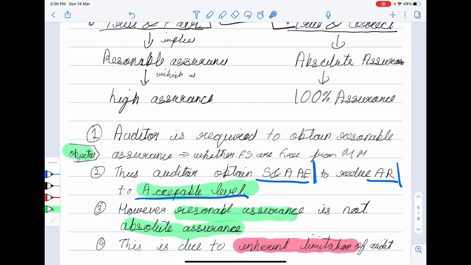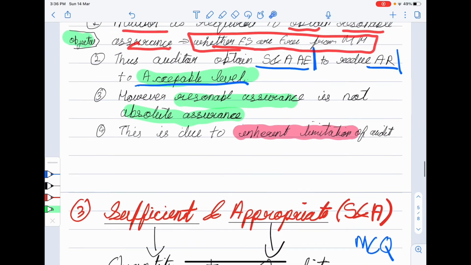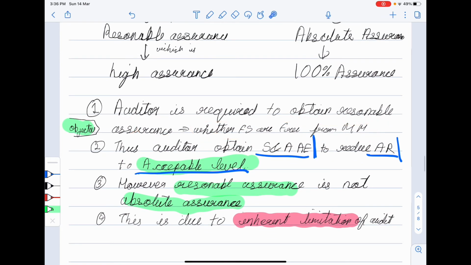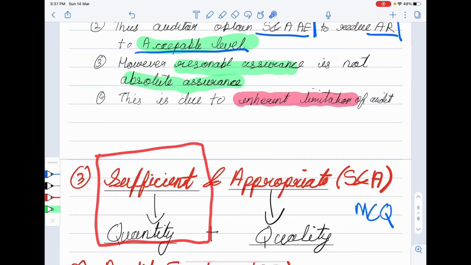Okay. So the auditor obtains reasonable assurance whether financial statements are free from material misstatement or not. Now, we understood what reasonable assurance is, and we understood what material misstatement is. Now let's see what is sufficient and appropriate audit evidence. Sufficient implies the quantity of the evidence.